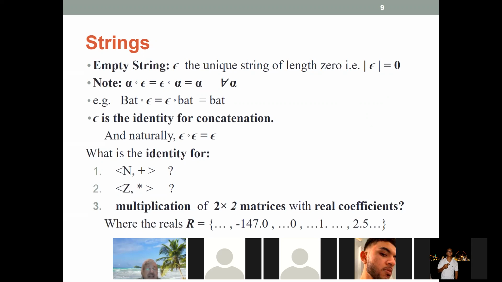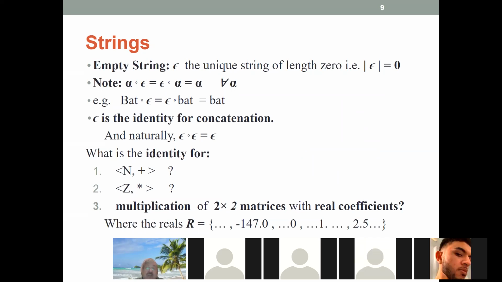Epsilon concatenated with bat is bat. So epsilon is the identity for concatenation. So of course, epsilon concatenated with epsilon is epsilon. All right, so somebody help. What's the identity for the natural numbers with respect to addition? 0. There you go.